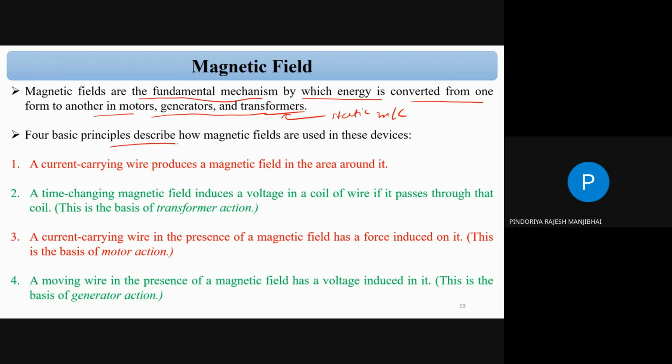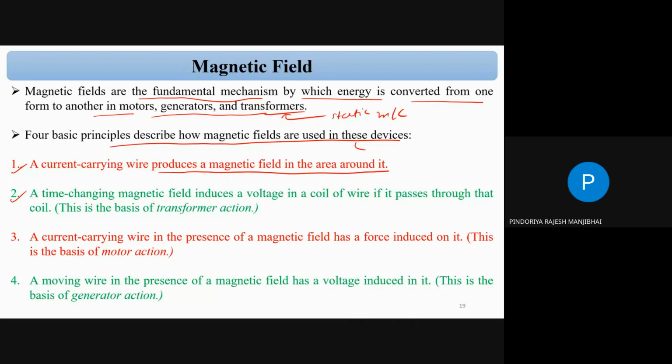Four basic principles describe how magnetic fields are used in these devices. Which devices? The motor, generator, and transformer, correct? So the first basic principle: a current carrying conductor, a current carrying wire, produces a magnetic field in the area around it. Yes. So in the DC machines, in the last class we discussed the principle of the DC machine. Whenever a current carrying conductor is put in a magnetic field, it will create a force, correct? So that is the first rule.